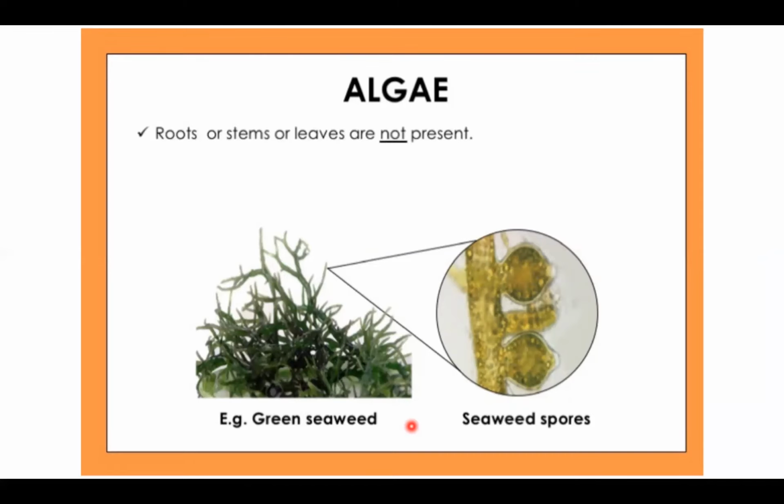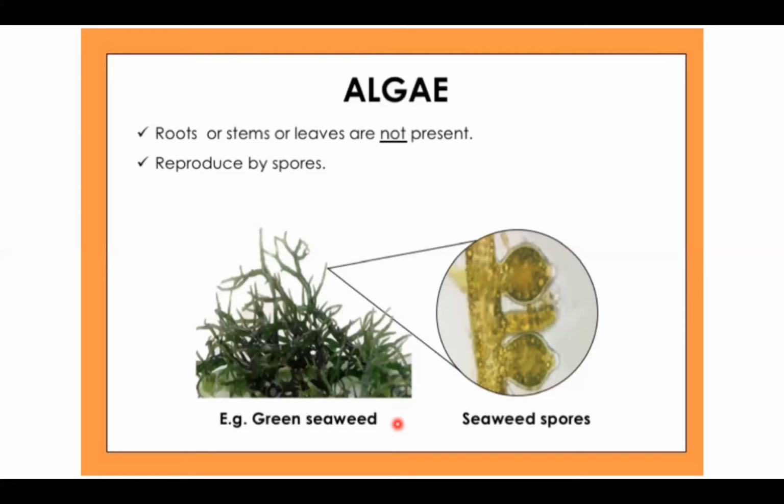For algae, they don't have roots or stems or even leaves, right? So these things are not present. For algae, they can reproduce by giving out spores. So I'll show you later what the spores look like. So algae, they do not have seeds, just like the two previous groups of plants. Algae can only make new plants by giving out spores, and then the spores will grow into a new plant.